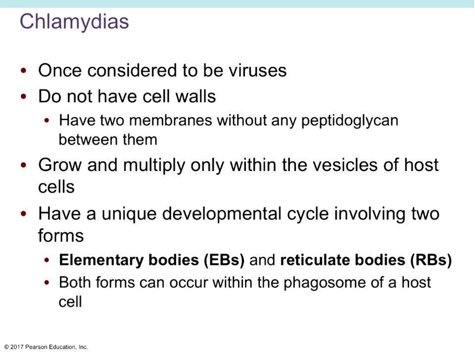So the smaller bodies are more infectious. The elementary bodies are infectious, the reticulate bodies not so much. But both forms can occur in the phagosome, which is what we call it when a phagocytotic cell pulls in the bacteria, puts it into its little vesicle, and fuses it with a lysosome. So they can both occur within the phagosome of a host cell.